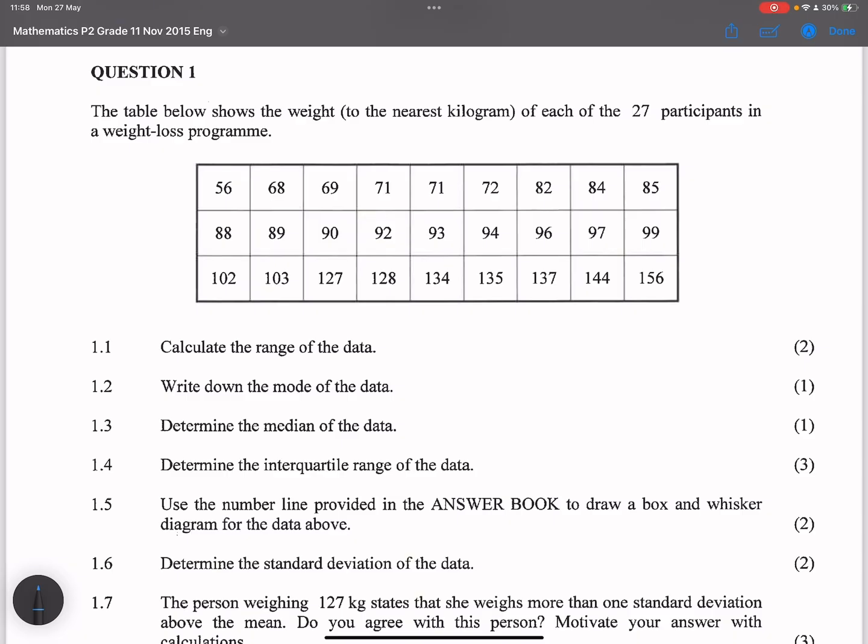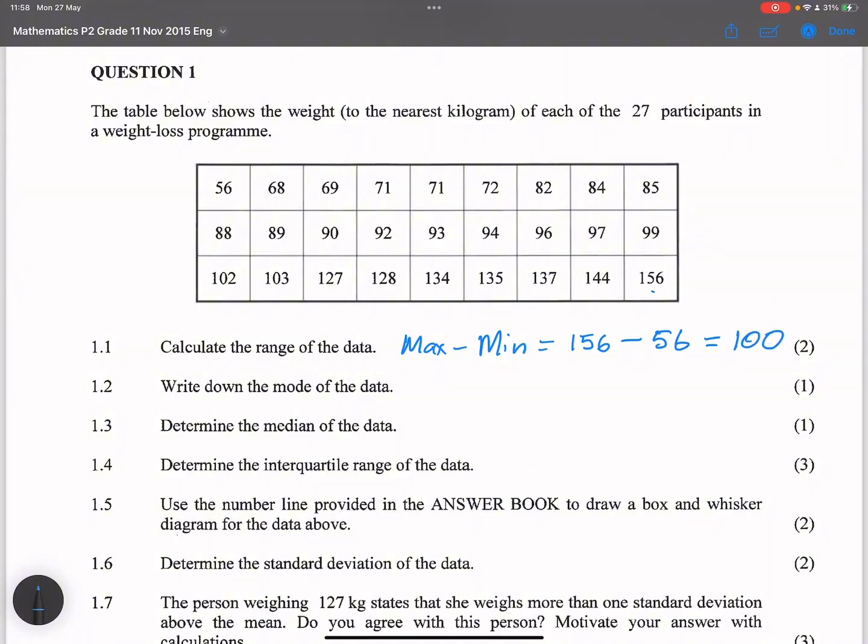Now, what I like about this data is that they've already placed it in ascending order, starting with the smallest value to the biggest value. So it would be easy for us to calculate the range. All we do is take the maximum value minus the minimum value. So the maximum value is 156 minus our minimum value, which is 56. And so our range of this data is simply 100.